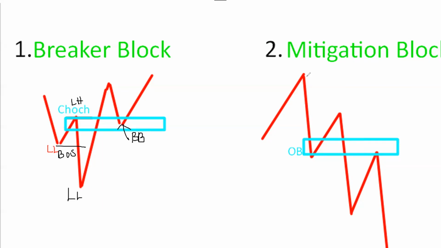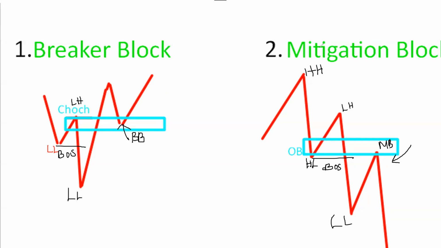And the mitigation block, we know, is the failure swing concept. We have a higher high and a higher low, and now we have a lower high, and here comes a break of structure. Then again we will see where our lower low is; the new lower low confirms the trend. Then here is our mitigation block. In this mitigation block, we will find an order block candle, and then we will enter the trade.